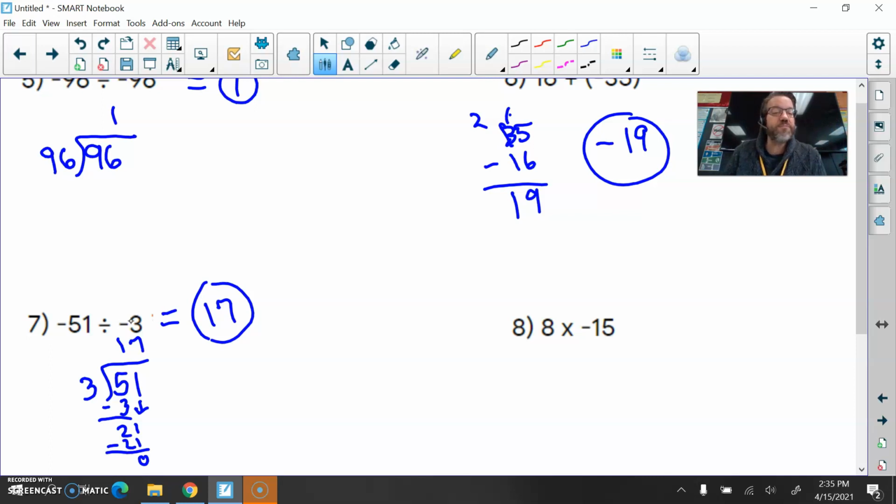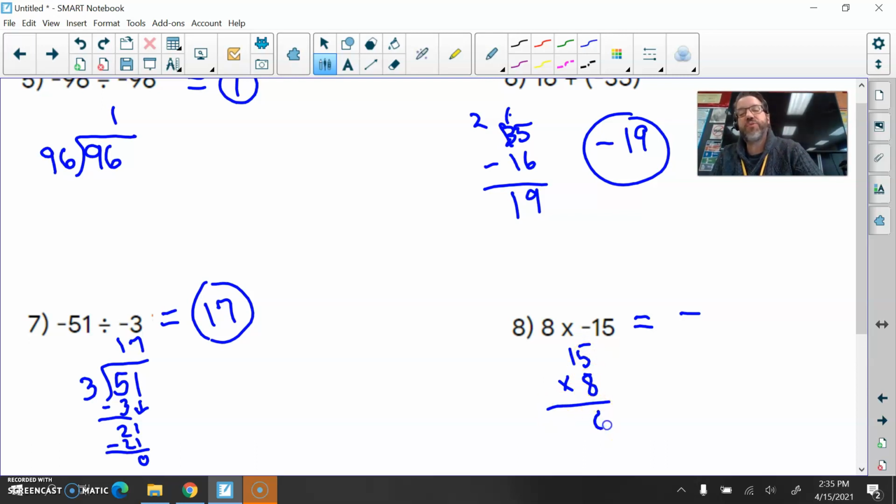Number 8, it's a multiplication problem, so we're following the same rules that we followed for division. 8 times negative 15. Well, I only have one negative sign here, so my answer will be negative. Okay? And then all I have to do then is just multiply the absolute values together. 15 times 8. Basically, you're just ignoring the negative signs as you multiply.